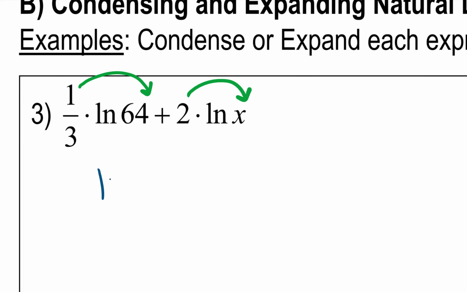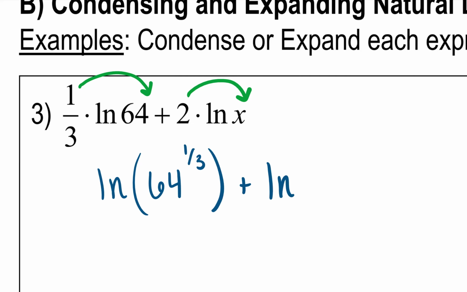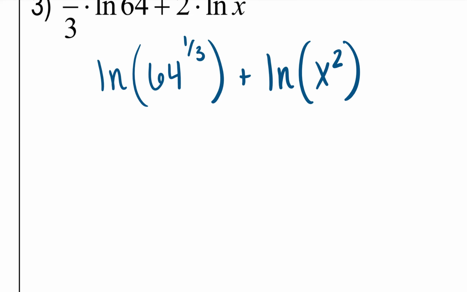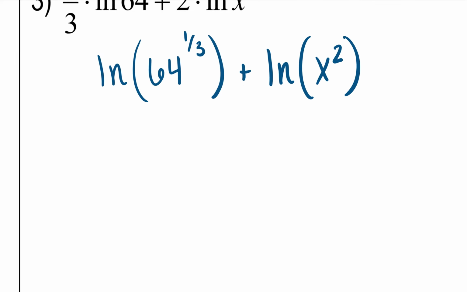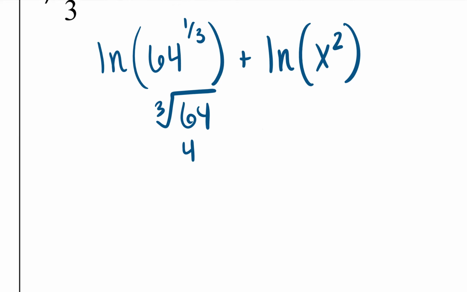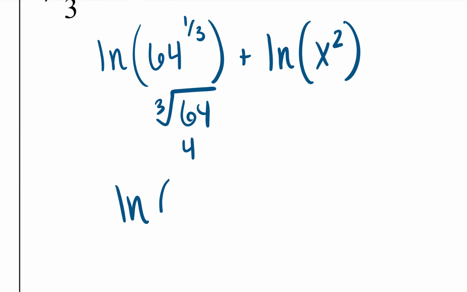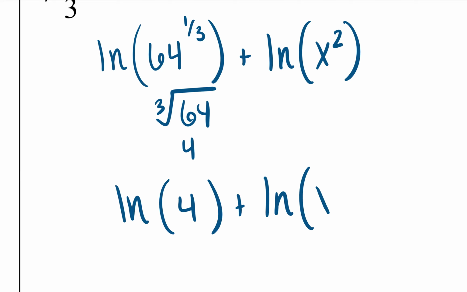So that would give me ln of 64 to the 1/3 plus ln of x squared. Okay, I'm going to go ahead and do this because this 1/3, remember, is the same thing as a cube root of 64, which is 4, right? So I'm going to rewrite this as ln of 4 plus ln of x squared.